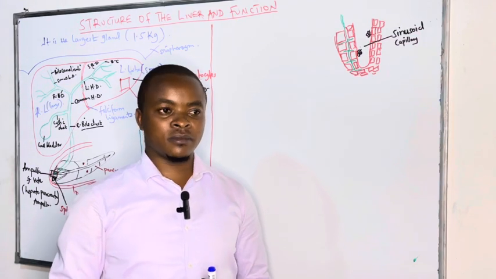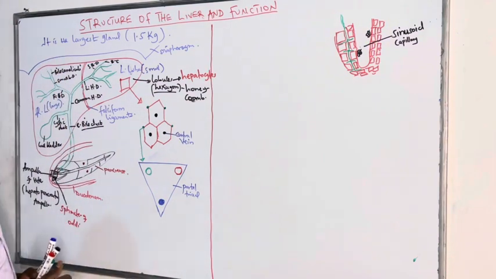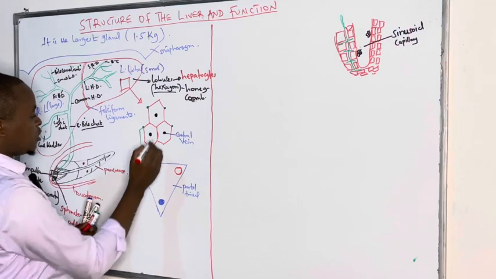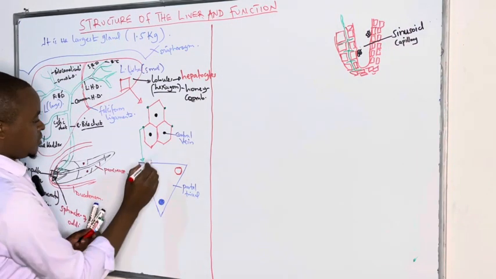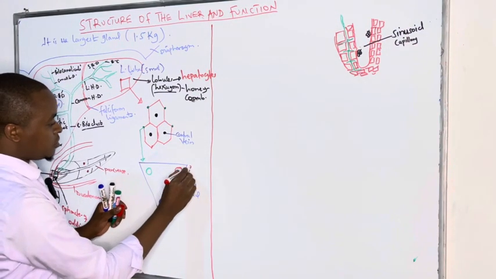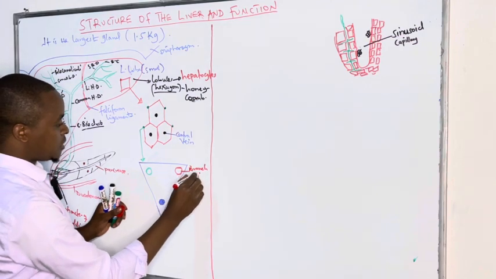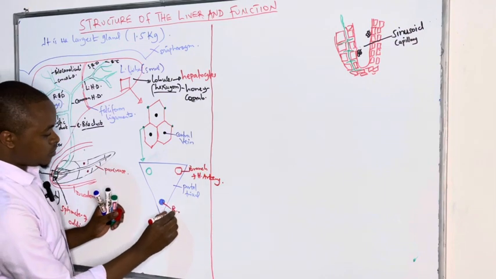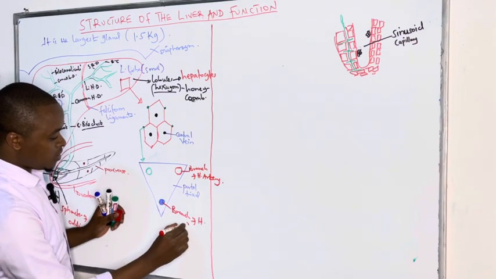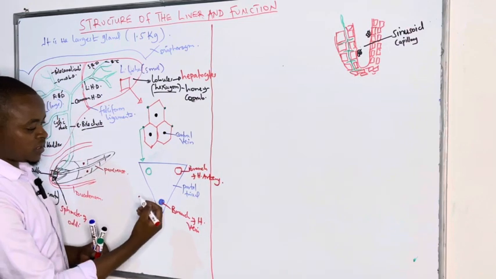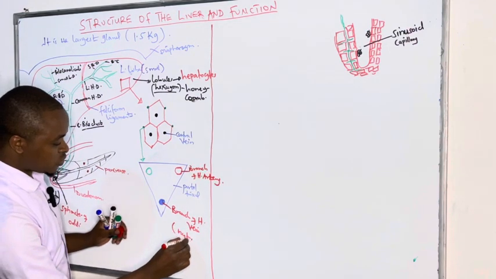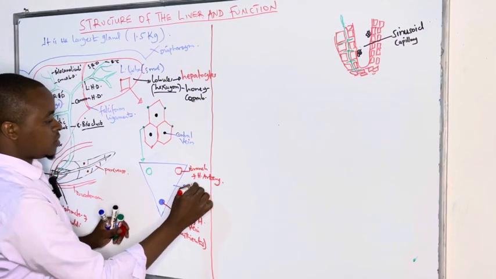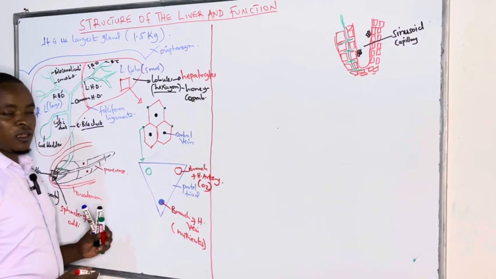And as we conclude on the structure of the liver, as we have seen, the portal triad is made up of the branch of hepatic artery, and the branch of hepatic portal vein, which brings nutrients from the ileum to the liver. This one is carrying nutrients, and this one is carrying oxygen. It is supplying oxygen to the liver.